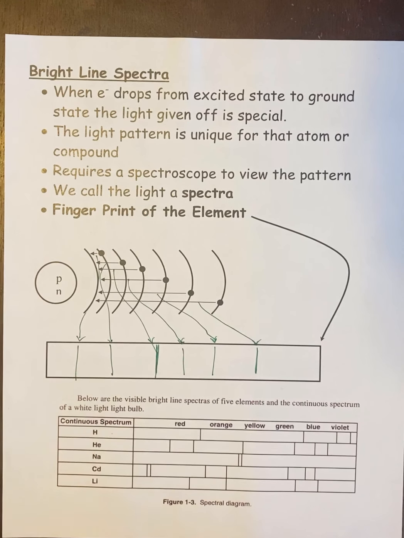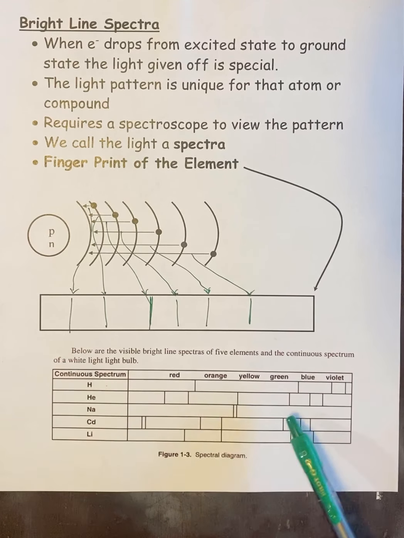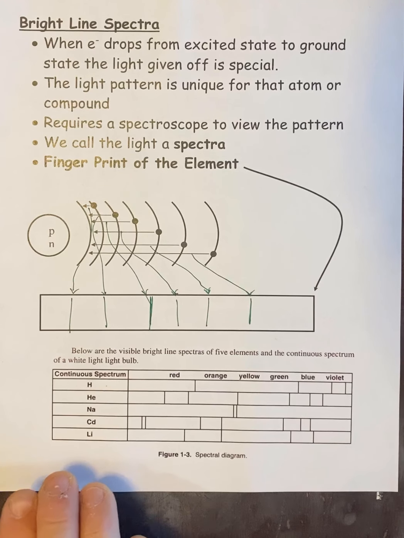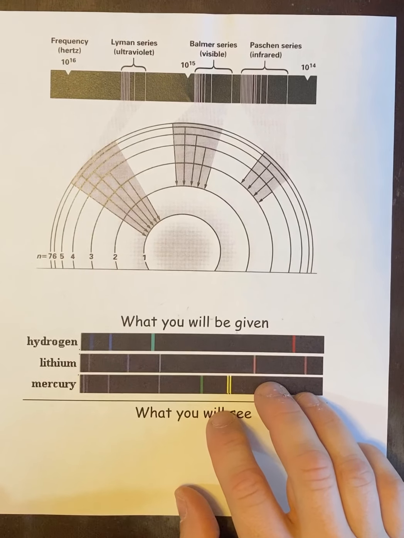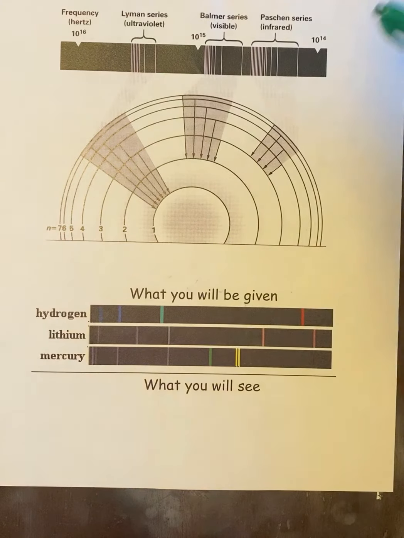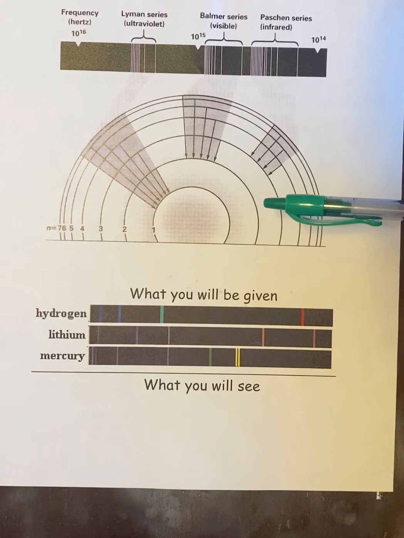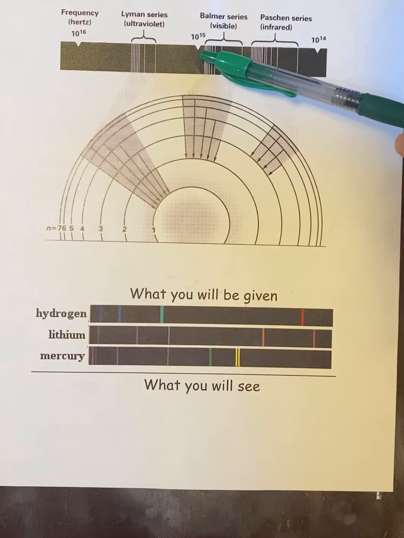So sometimes bright line spectras look really complicated, and sometimes they look really simple like these down here. These are black and white versions of bright line spectras. If you saw them in real life, they would be colored. Turns out each set of drops creates what's called a series. And here's what they look like. This one's in color, so hopefully it looks a little bit better. These individual drops, and there's more than just these, but these are the easy ones to explain, will create these series of lines, okay?